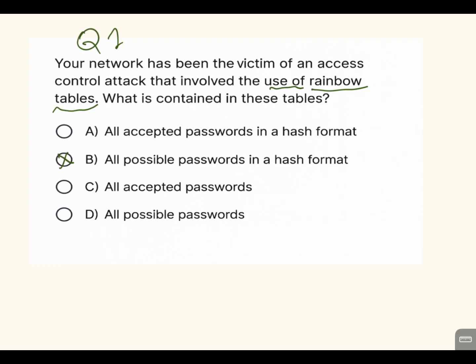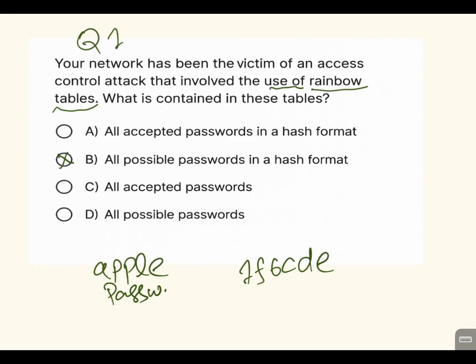For instance, now let me tell you what exactly a rainbow table attack is. For instance, if you have the original word apple, and its hash value is 1F6CD. And we have another password, let's say 123, and its hash value is C2. Just hypothetically, I'm writing those hash values just for understanding purposes.